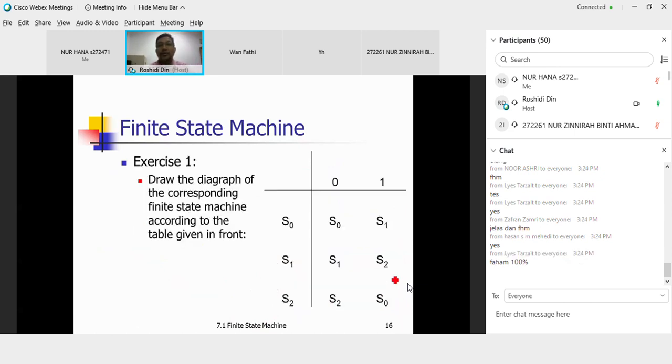Okay, now we move to exercise. Given to you this exercise. We have S0, S1, S2, and 0, 1. So please draw the diagram. So how to draw the diagram? We have S0, S1, S2.